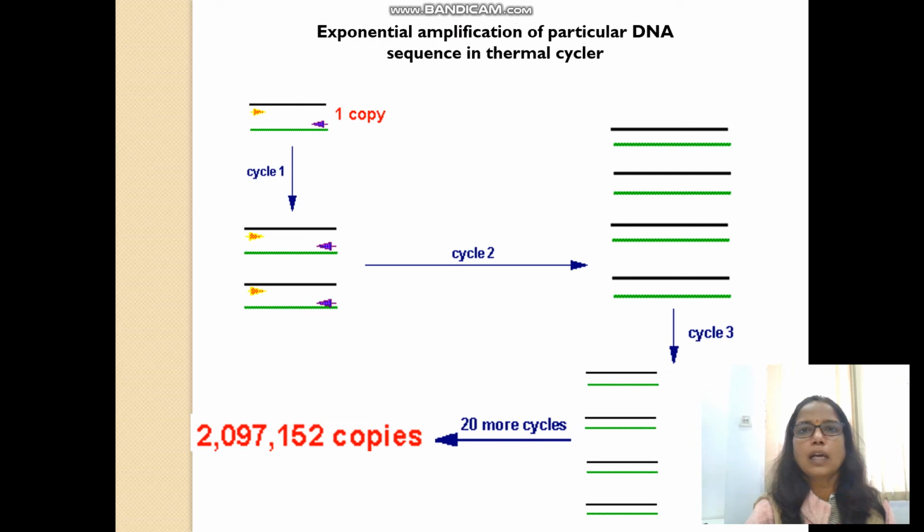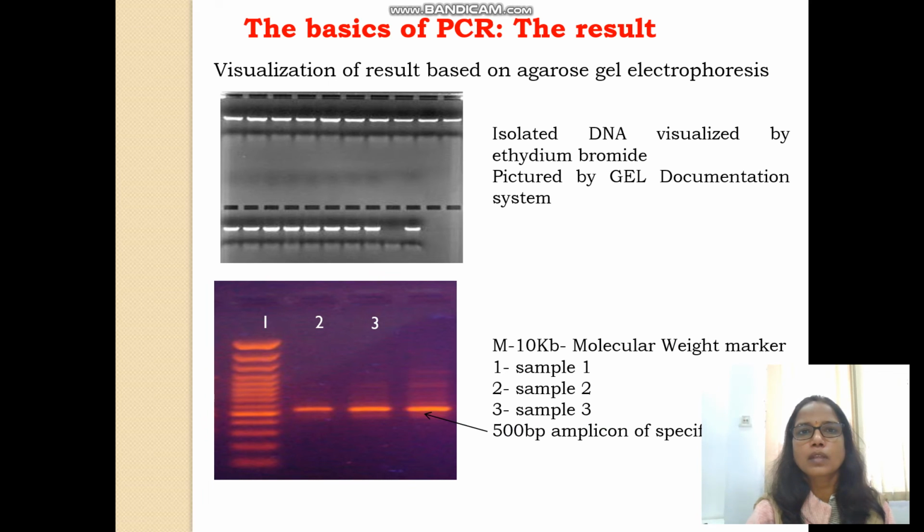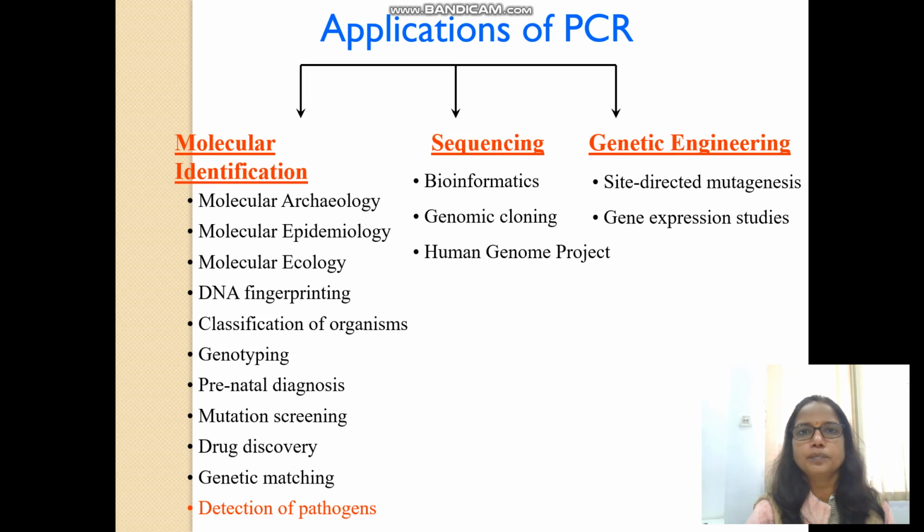The PCR product is an amplification of the DNA in an exponential way. One copy of a DNA after the 20th cycle gives about 20 lakh copies of that particular fragment. In this picture, on the first gel, you will observe the DNA visualization with the help of ethidium bromide, and this picture is documented on the gel doc system. Whereas in the next gel, you will observe only a 500 base pair amplification, which is specific to the gene, obtained after the PCR reaction.